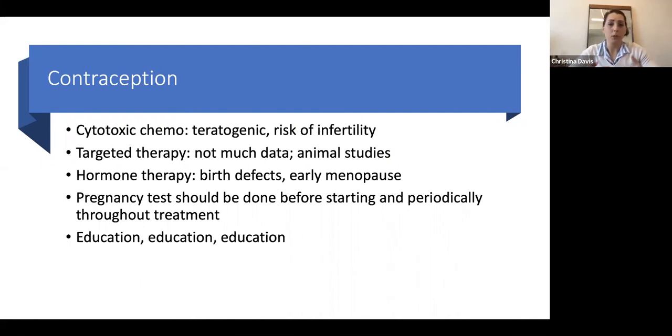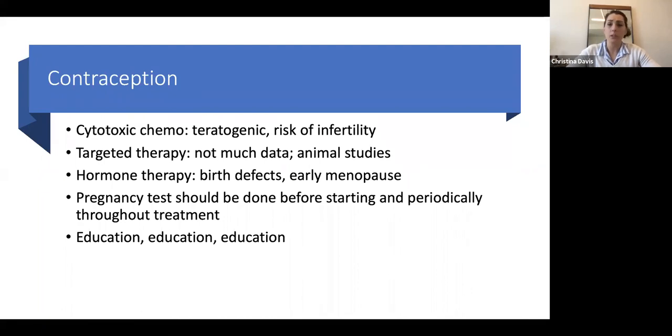Contraception, this is my new hot topic when it comes to chemotherapy, as well as oral chemotherapy, because I feel like it is just not talked about enough. Especially in our clinic, we have so many young patients that I feel like this needs to be emphasized more. We know for a fact that cytotoxic chemotherapy is teratogenic. It increases your risk of infertility in both men and women.